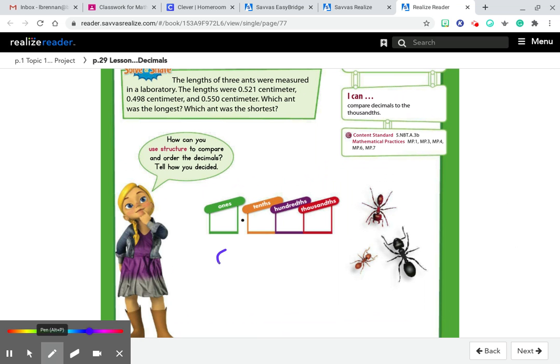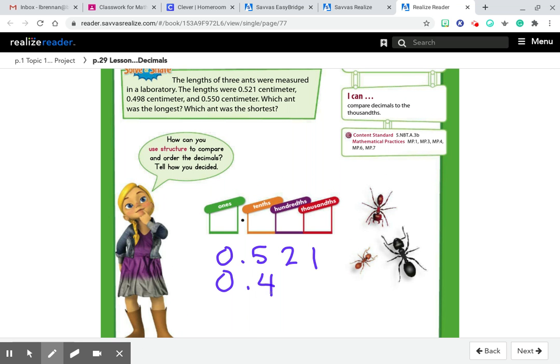So the first ant was 521 thousandths of a centimeter. The second ant was 498 thousandths of a centimeter. And the third ant was 550 thousandths of a centimeter. So when we are lining them up in place value, it's much easier to see which is the longest and which is the shortest. Starting from the largest place value, there's nothing in the ones place.